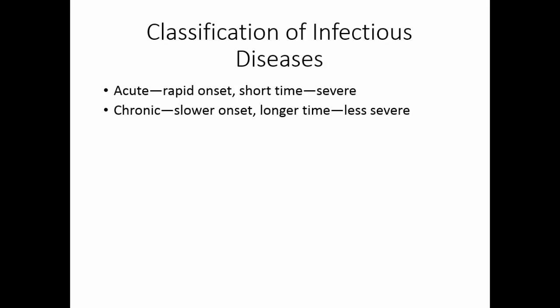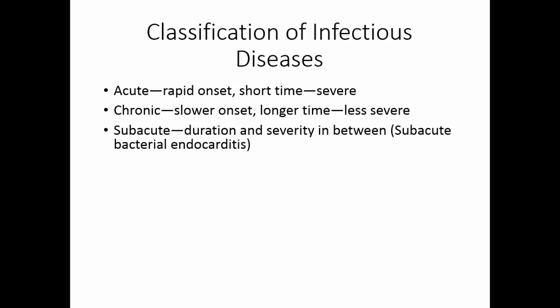Diseases can be classified a number of ways. One of the ways is with the rapidity of onset and the length of duration. An acute disease has a rapid onset and lasts for a short period of time. Frequently, the symptoms are fairly severe. A chronic disease has a slower onset, lasts a longer time, and has less severe symptoms generally. And a subacute infection is somewhere in between. It doesn't come on as fast as acute, comes on a little faster than chronic, and lasts a little longer than acute, but not as long as chronic.